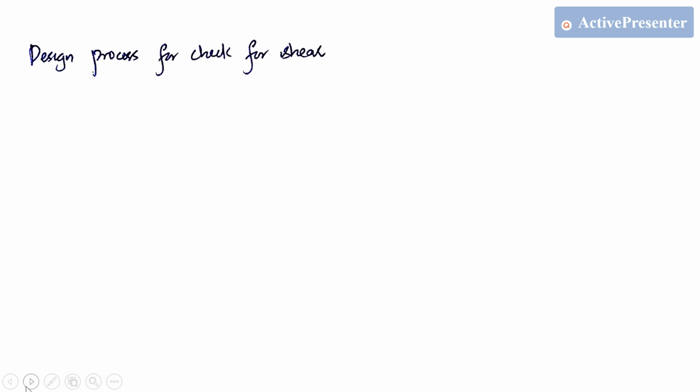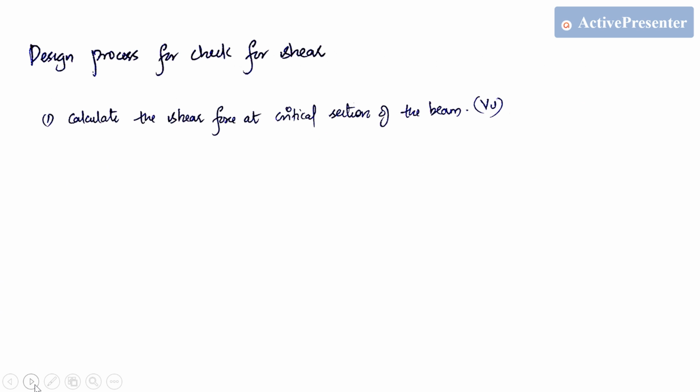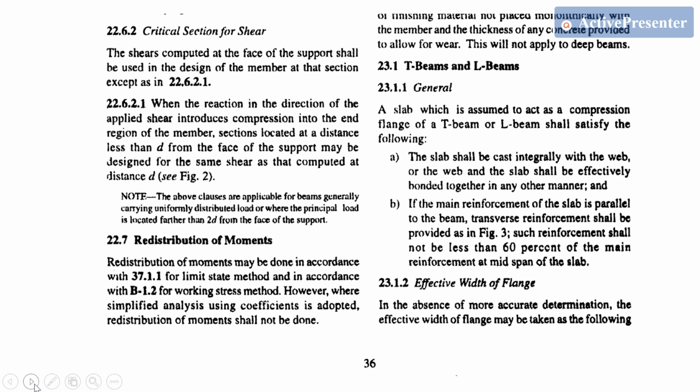But the code suggests certain changes in the critical section of your shear force. That is given in clause number 22.6.2.1 of your IS 456 2000. You can see the critical section for shear: the shear computed at the face of the support shall be used in the design of the members at this section, except as given in 22.6.2.1. That is, except in the cases given there, the shear is to be computed at the face of the support.